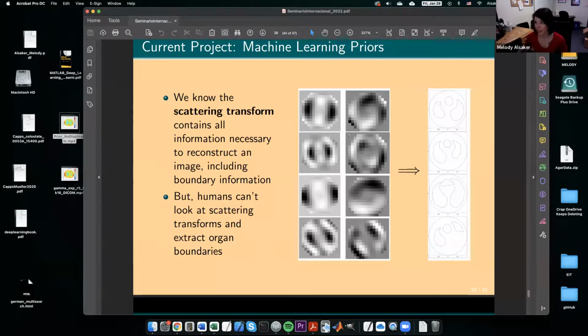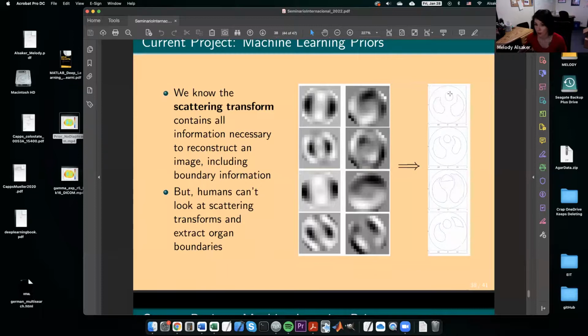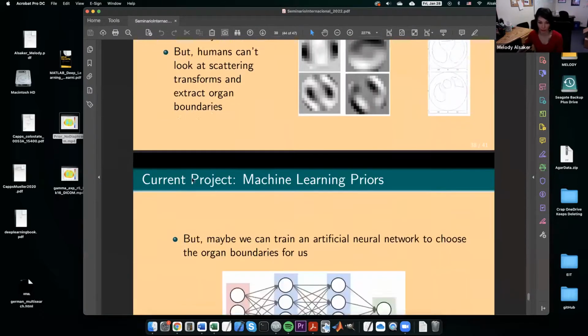And a human can't do this. A human cannot look at these scattering transforms and say, oh yes, clearly that corresponds to these organ boundaries. But we're finding that we can train an artificial neural network to do it for us. So this is something I'm working on currently.